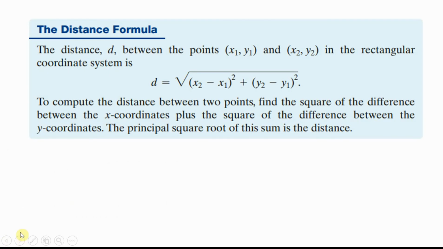So first, the distance formula. We have 2 points in the Euclidean plane of x, y. From there, we should be able to find the distance between those 2 points based on this so-called norm or magnitude.